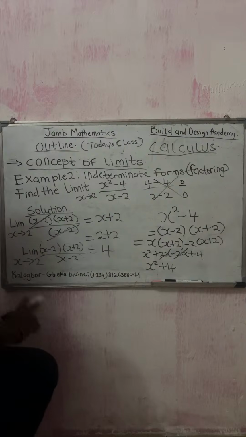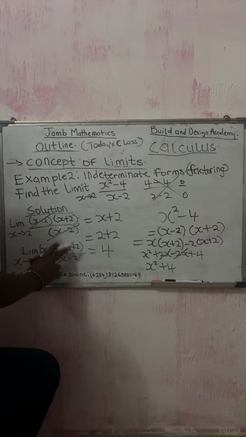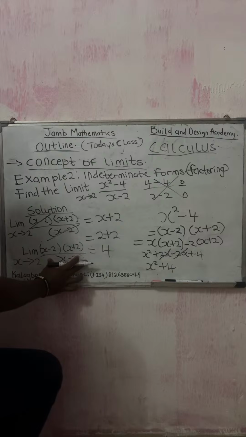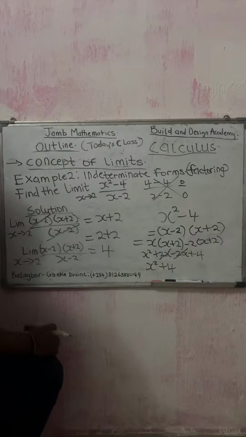So we can say that the limit of x minus 2 times x plus 2 all over x minus 2, as x approaches 2, is what? 4. So as x is approaching 2, this function is approaching 4.